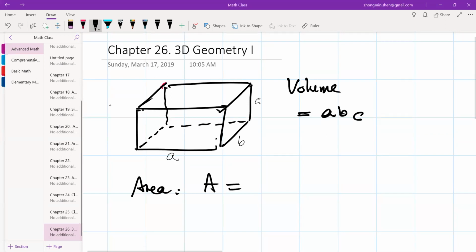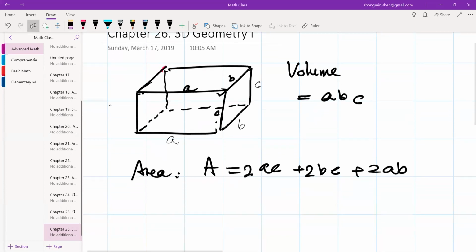Let's find the formula. You have three pairs of identical faces. The front and back sides each have area AC, and times 2. Then the left and right sides are also rectangles, B times C, and you have twice that. Then the top and the bottom are each A times B, so it's 2AB. That's the surface area.